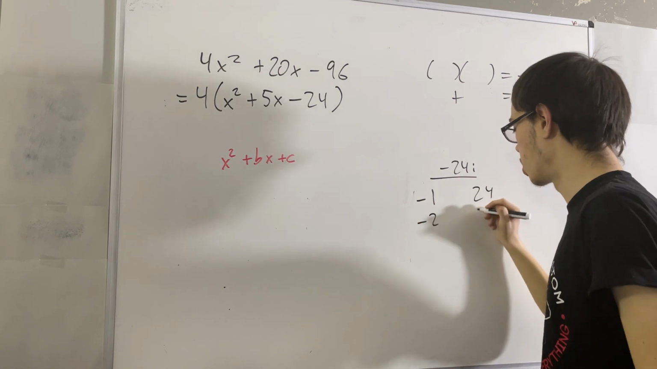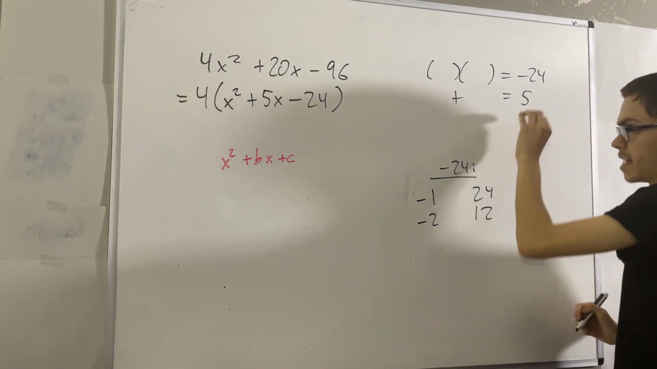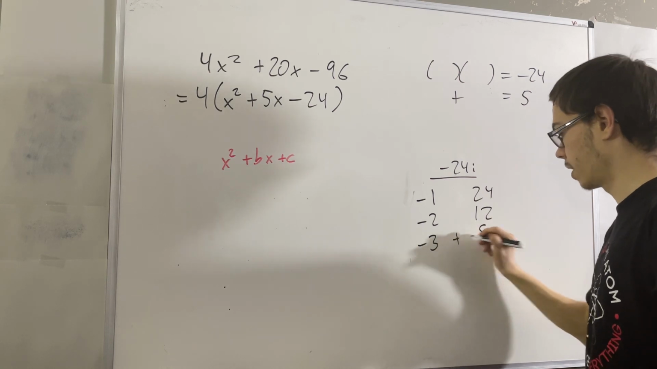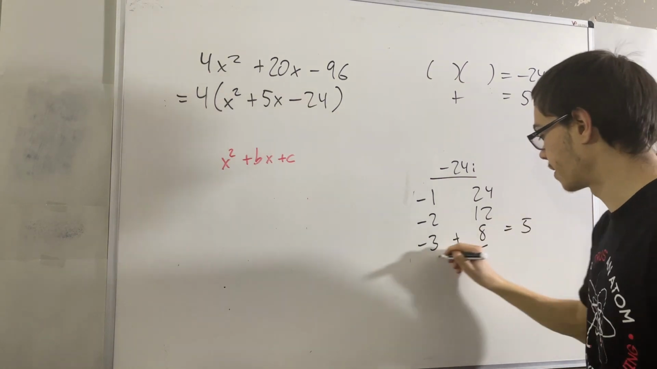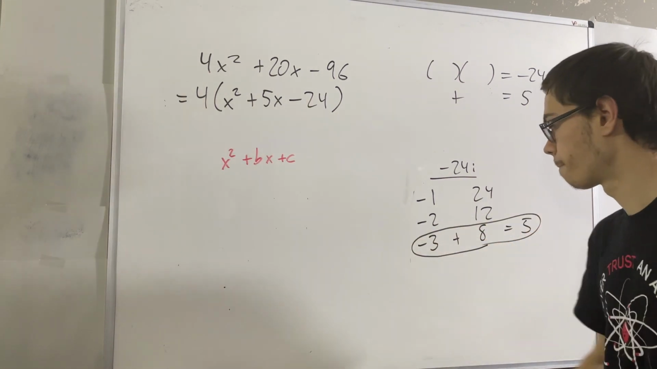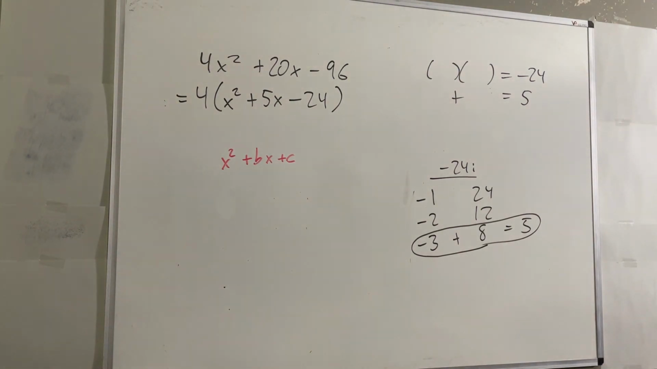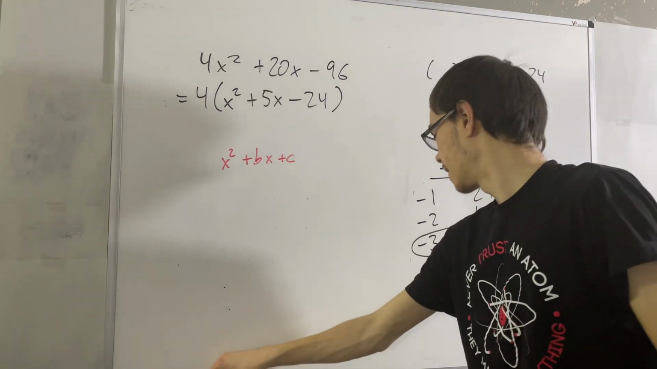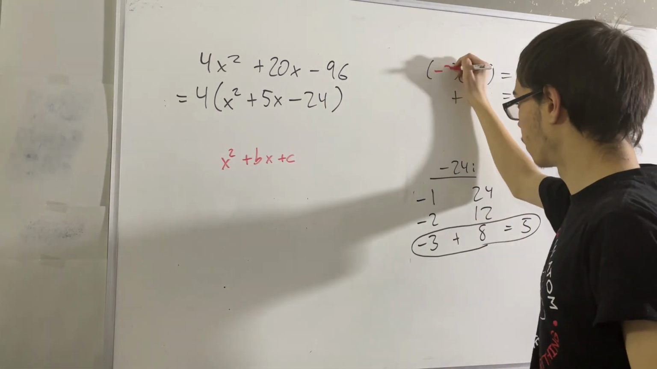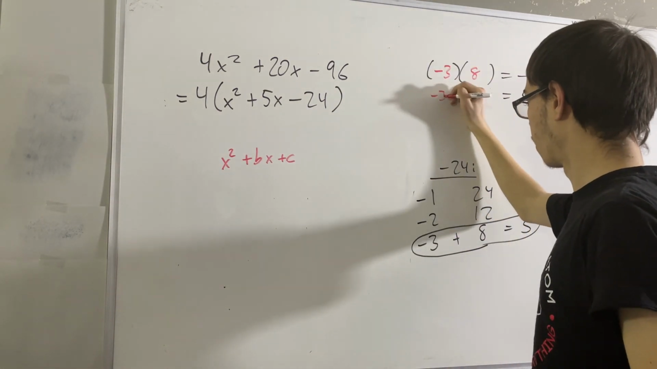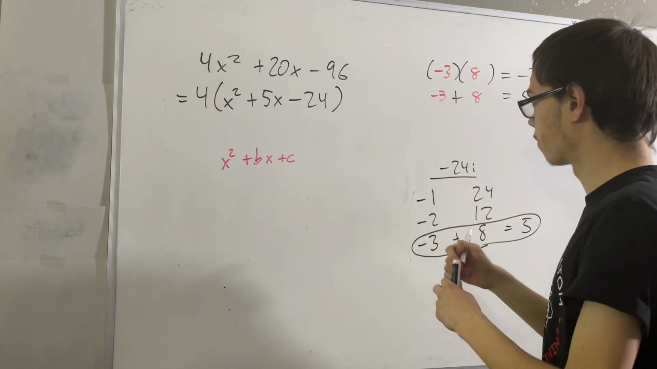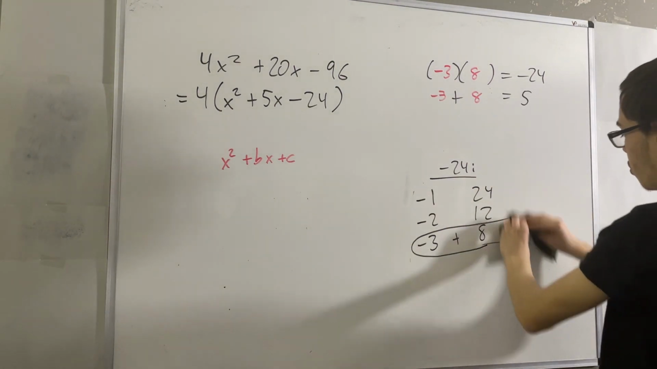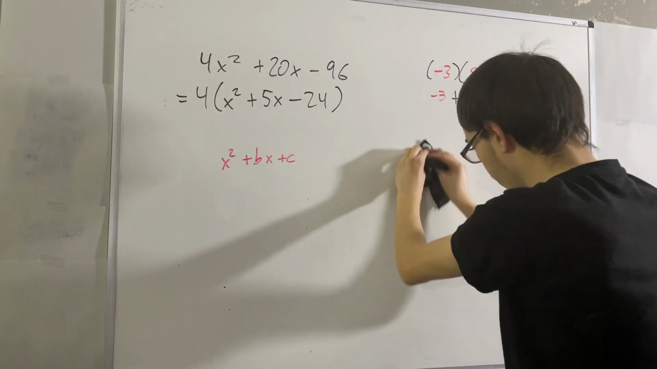So we have -2 and 12. Again, that doesn't add to make 5. So we keep going. -3 and 8. Well, yes, if you add these together, you get 5. So this is the pair that we were looking for. And so that's it, -3 and 8. That's basically the numbers we're going to use to factor what we have here.